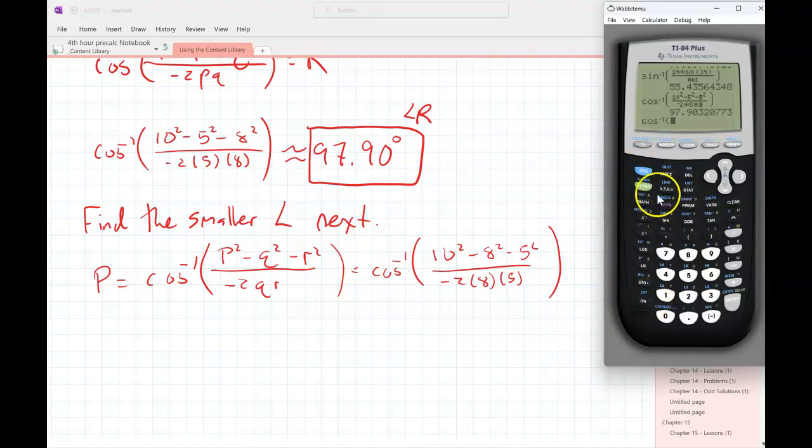How's this feeling so far here, students? The actual number punching should be pretty easy, right? There's no complicated algebra going on here. We're just basically plugging stuff into formulas and then typing it into our calculator.